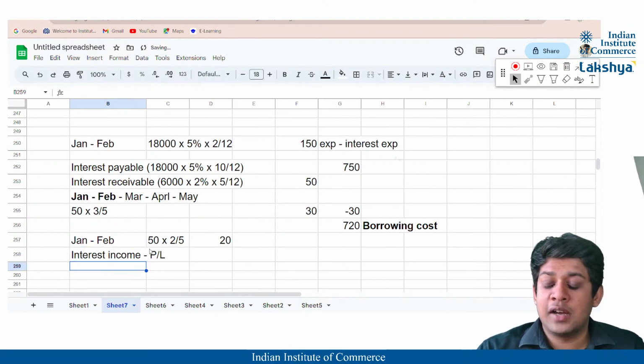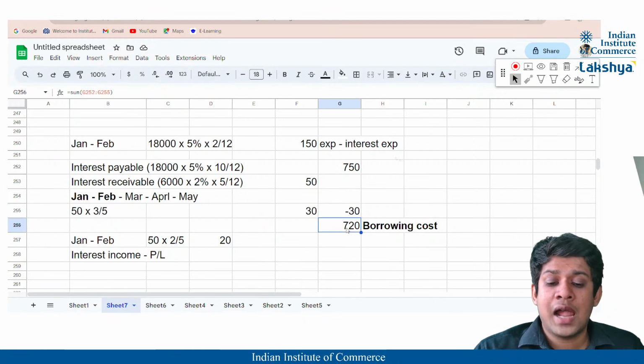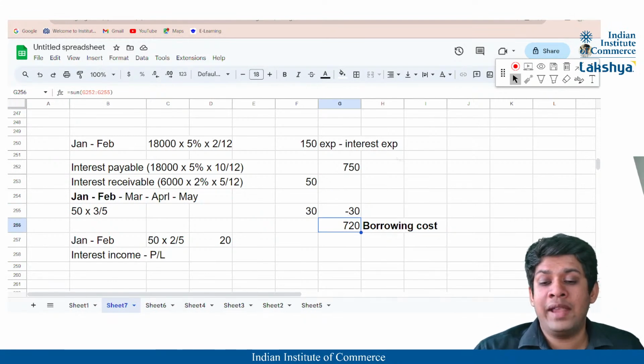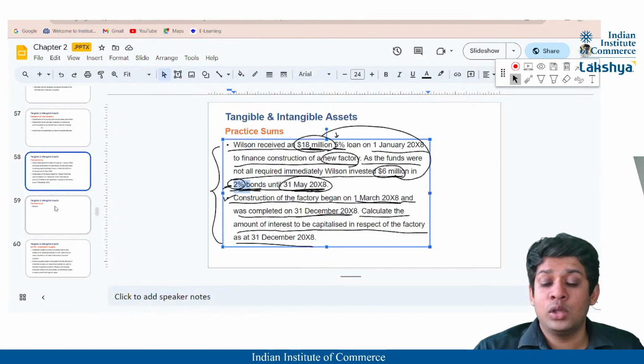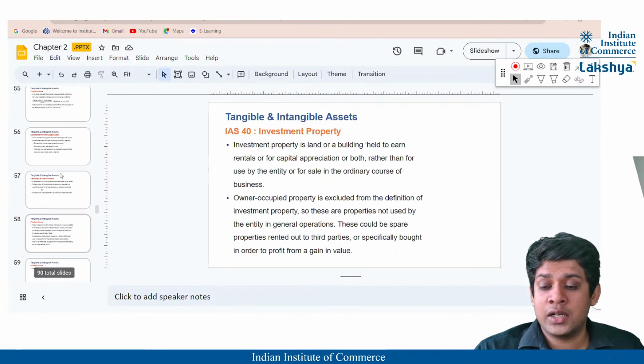Okay. So the interest income for the first 2 months will be stated within the P&L. For the last 3 months, it is related to the construction period. So it will be deducted from the borrowing cost, and the remainder of the borrowing cost will be capitalized as part of the value of the asset. Okay. So I hope this part is clear, guys.